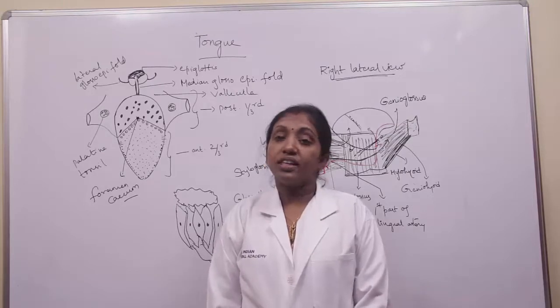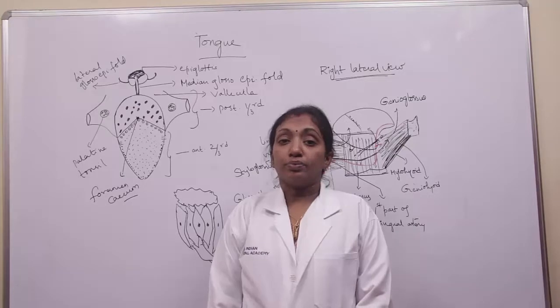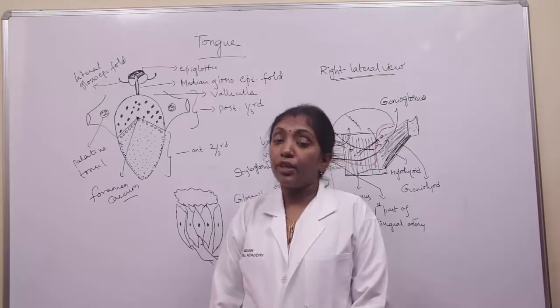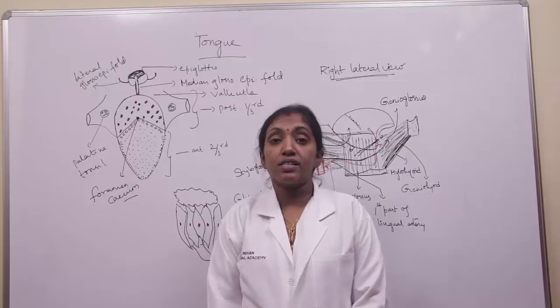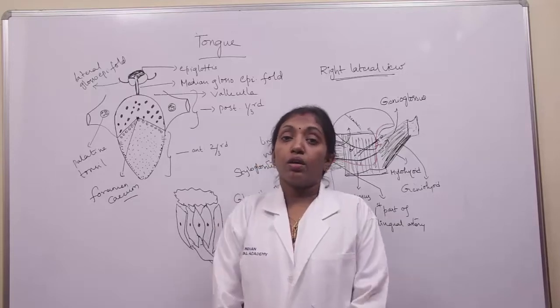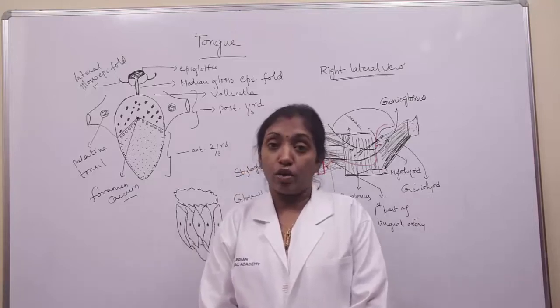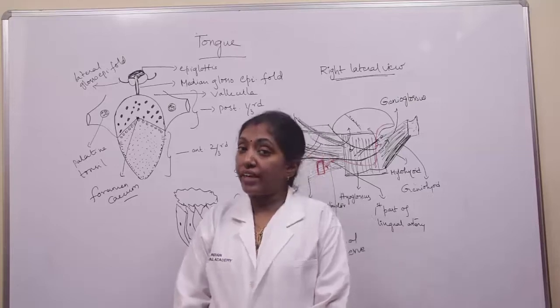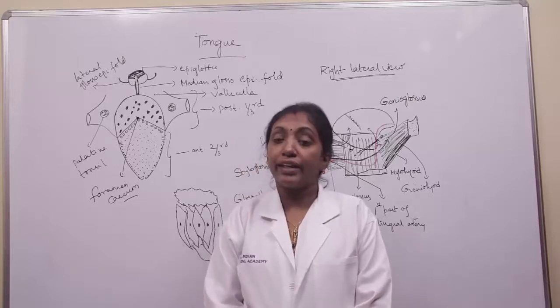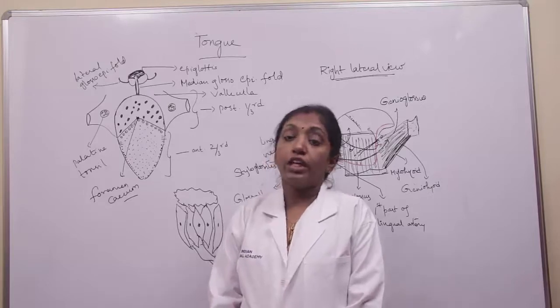Coming to the tip of the tongue, it is directed forwards towards the incisor teeth, and the base is formed by the posterior one third of the tongue, and it is connected to the epiglottis by the median glossoepiglottic fold and lateral glossoepiglottic folds. And coming to the dorsal surface, it is divided into anterior two thirds and posterior one third. Anterior two thirds consists of papillae and posterior one third consists of lingual tonsils.